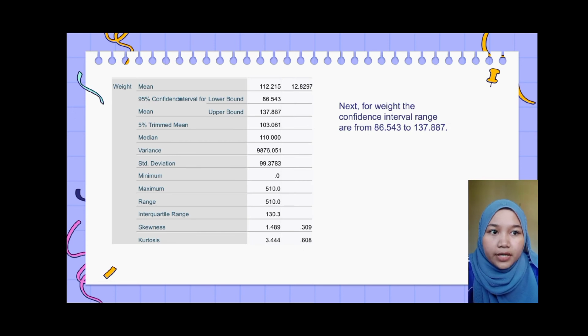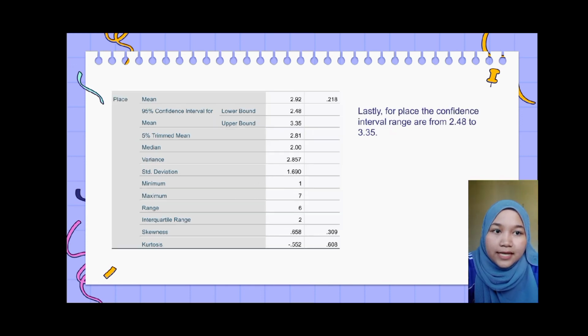Next, for weight, the confidence interval range is from 86.543 to 137.887. And lastly, for place, the confidence interval range is from 2.48 to 3.35.